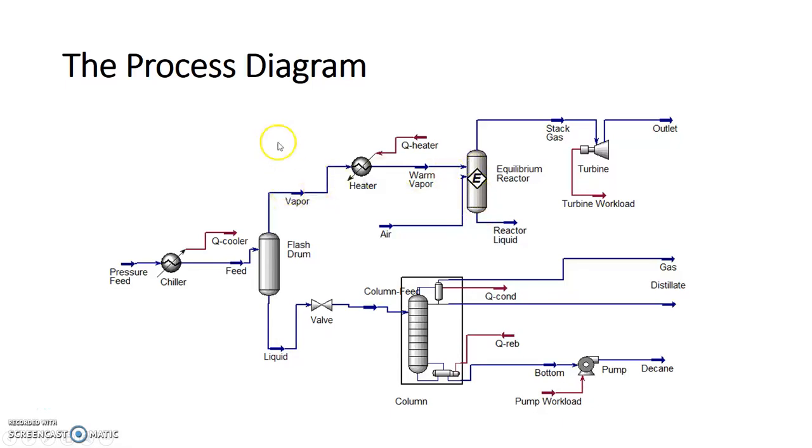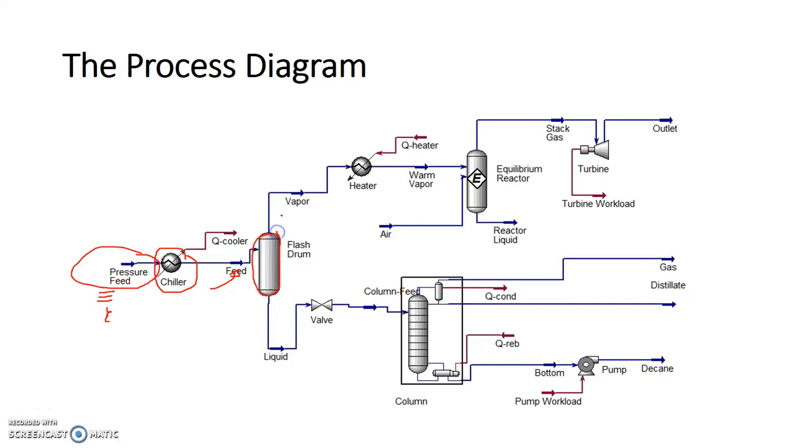So this here is our process. We're going to have the feed right here, which we already know the flow rate, temperature, pressure, and the compositions. Then we're going to have a chiller, which is going to cool down the temperature. This will be the feed to the flash.